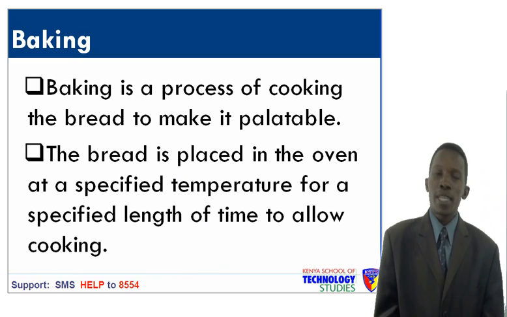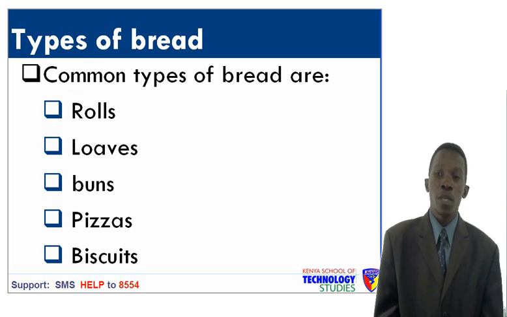And then we proceed to the next stage, which is now the baking of the bread. It is a process of cooking the bread to make it palatable. That is, to give the bread its taste, the color, the smell, the texture that is required for the person who is going to eat the bread. The bread is placed in the oven at a specified temperature for a specified length of time to allow cooking.